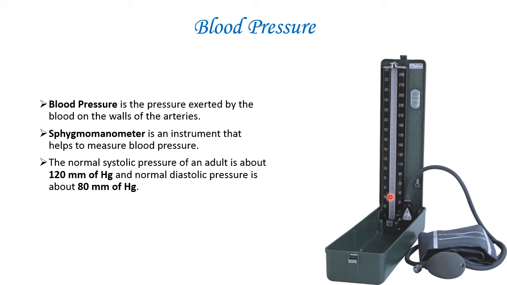The instrument which you are seeing over here is a sphygmomanometer. With the help of this instrument, we measure the blood pressure. Now, normal systolic pressure when the heart is contracting of an adult is about 120 millimeter of mercury, and the normal diastolic pressure is about 80 millimeter of mercury. Diastolic pressure is the pressure of the blood when the heart relaxes. These are the two measures of the blood pressure, the highest and the lowest.